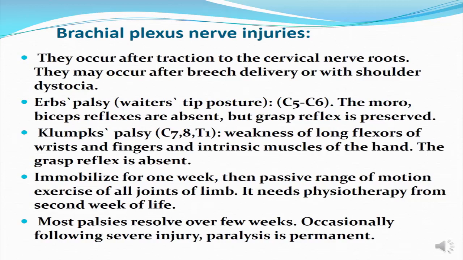Treatment is by immobilization for 1 week, then passive range of motion exercises of all joints of the limb. It needs physiotherapy starting from the 2nd week of life to prevent contractures. Most palsies resolve over a few weeks. Occasionally, following severe injury, the paralysis might be permanent.